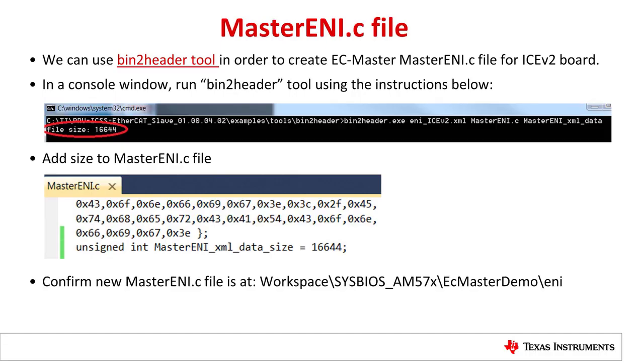Okay, let's see how we can create the master any.c file using the previous any file that we exported with the EC Engineer tool and a bin2header tool. Please run this bin2header tool in a console window with below instructions. This will create the master any.c file and will give us the file size. This file size needs to be added in a variable at the end of the master any.c file as shown here. Please save this new master any.c file at this location.